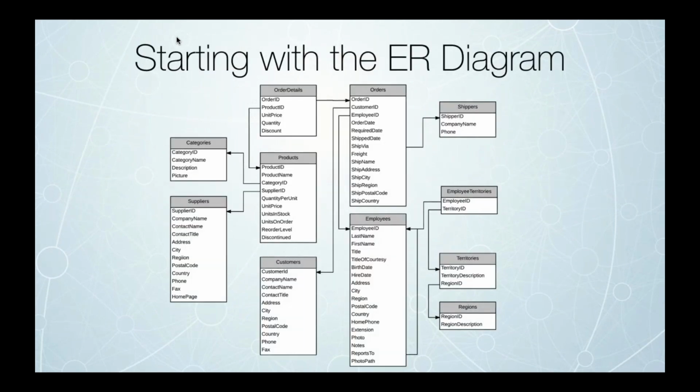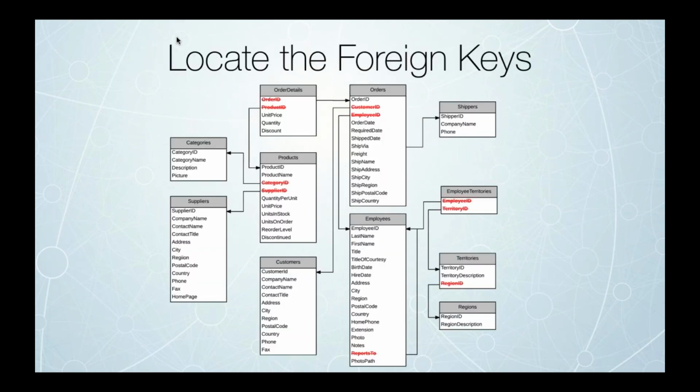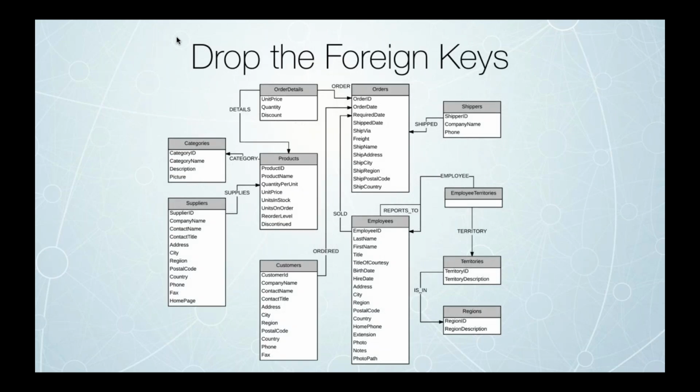So if we start with that ER diagram, we then locate all of the foreign keys in the database. So how the orders relate to products, how the employees relate to employee territories. There are all these foreign key relationships. We drop those foreign key relationships and create actual relationships in their place, relationships in the graph world. So the details relationship, the employee relationship, the territory relationship.